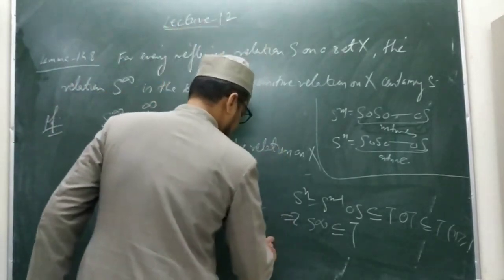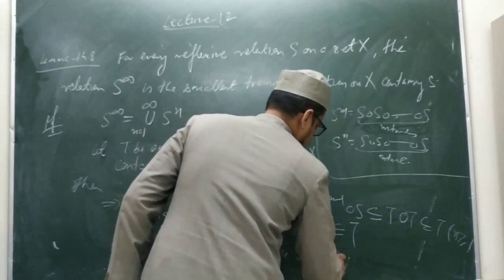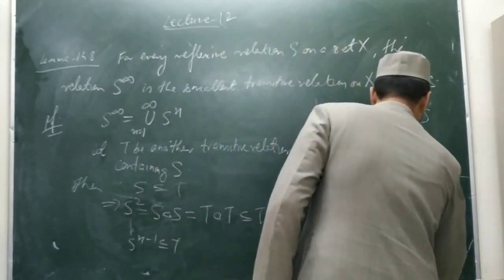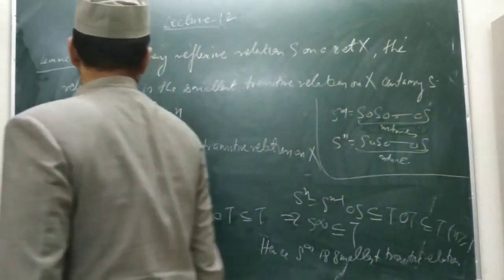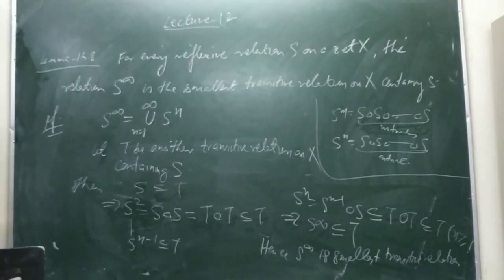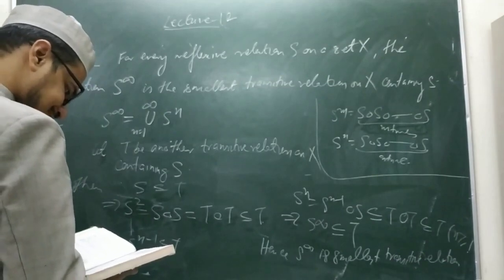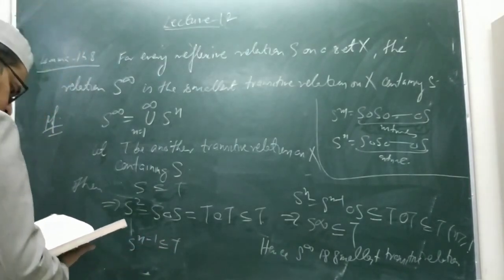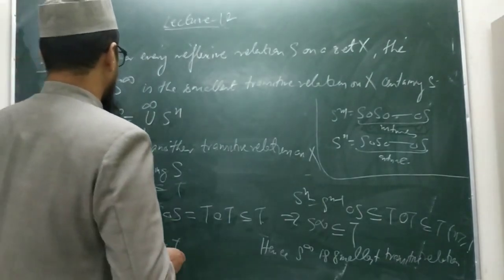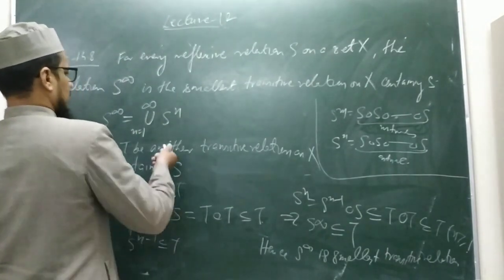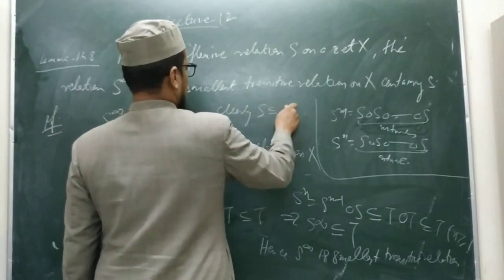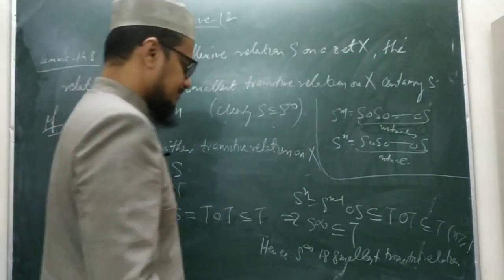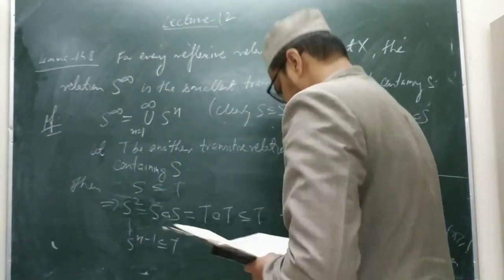So in this way we have shown that S infinity is the smallest transitive relation. Before all, we can also write one thing: clearly S is contained in S infinity. It is obvious, because S1 is of course contained in the union of all. So in this way we have proved that it is the smallest transitive relation containing S.